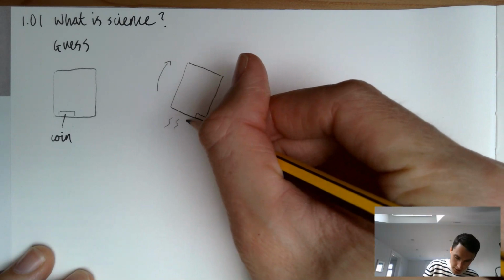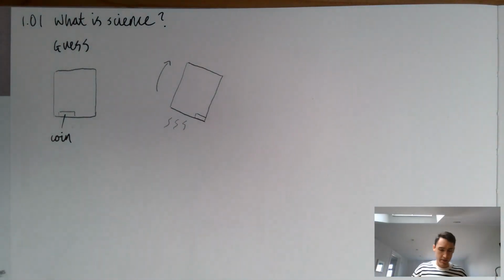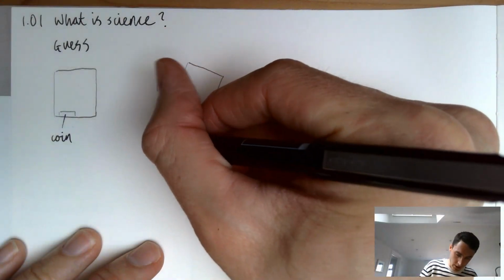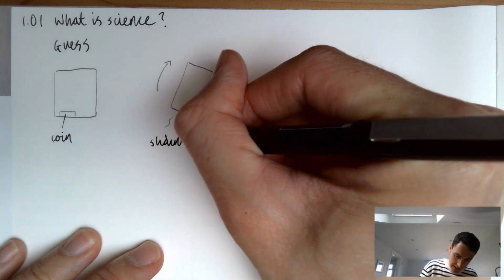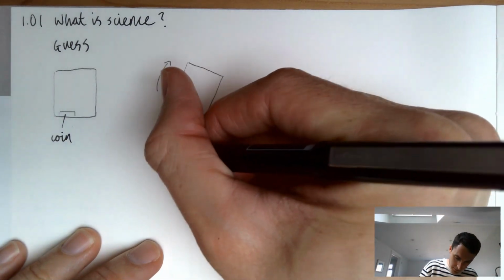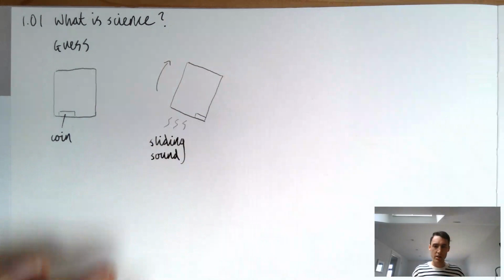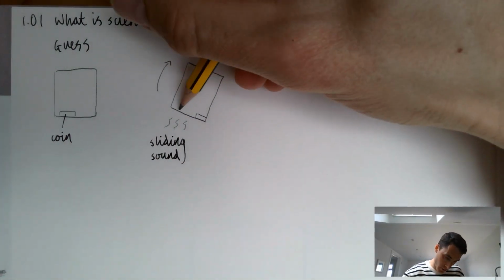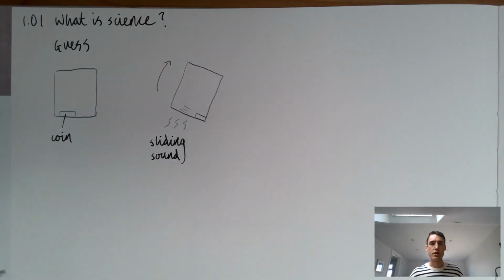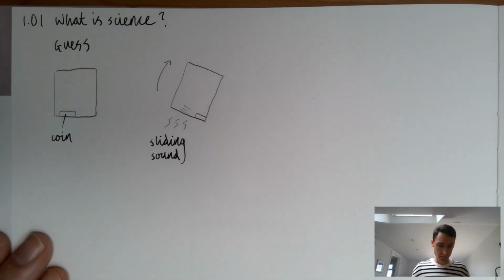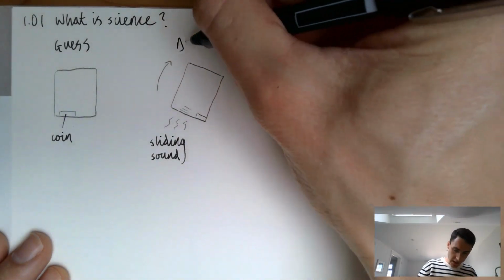Now, I don't know how you draw a sliding sound. The picture isn't as important as the logic, so I'm going to write sliding sound like this. And maybe a few arrows to show this is moved within the box. Okay. Now I call this stage deducing.